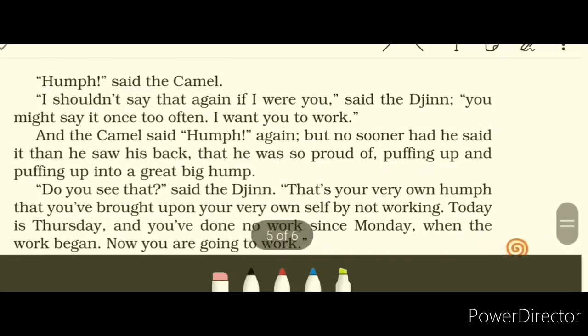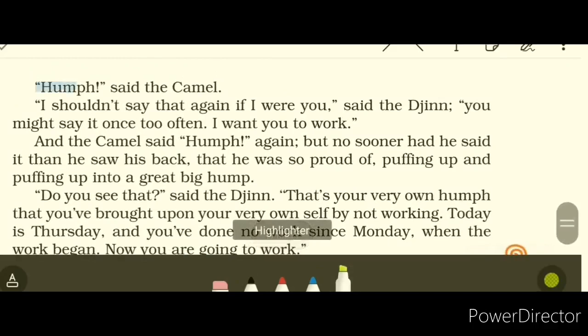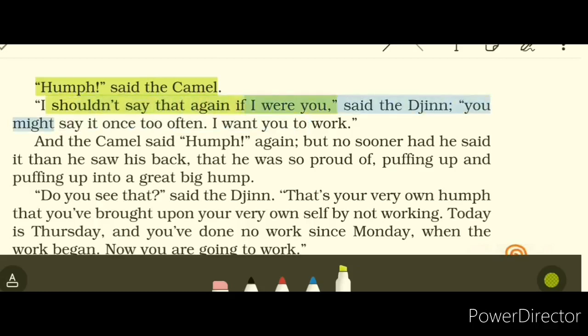"Humph," said the camel. So the camel has started the same trick again. He said humph to the jinn also. "I shouldn't say that again if I were you," said the jinn. So the jinn was warning him. If I were you, I would never have dared to speak this word again, because this is the word that is causing all the problem. That's the bone of contention. You might say it once too often.